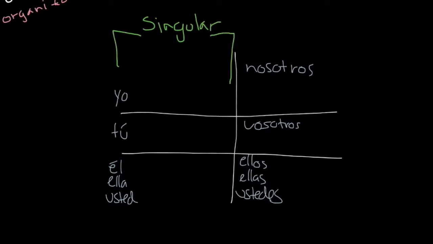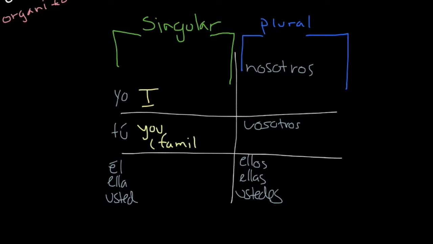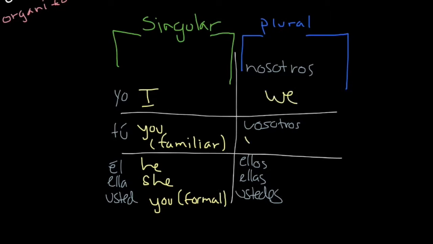Now here's how this is organized. Everything in this left-hand column, it's all singular. Yo, tú, él, ella, usted. And on this right-hand column, everything's plural. So remember, we have our English meanings. So yo, I, tú, you, él, he, ella, she, and so forth in the yellow.